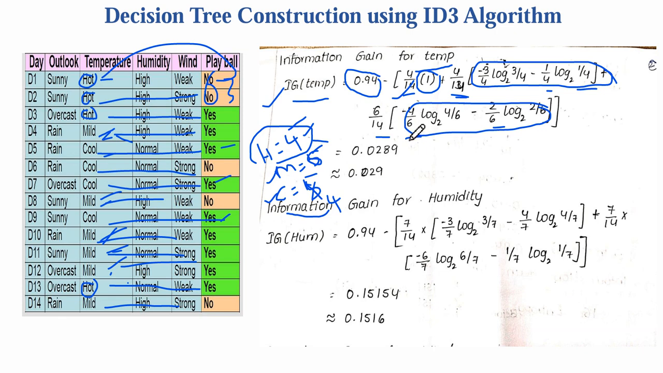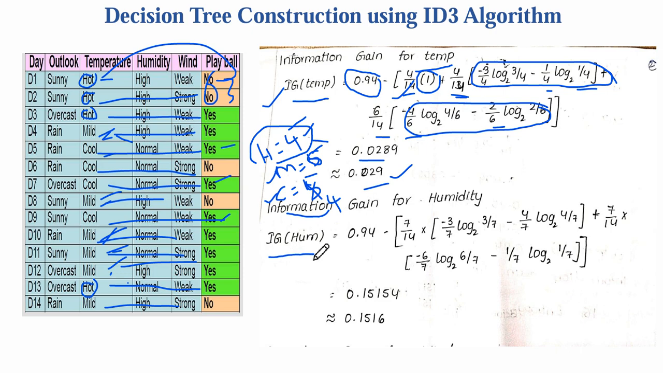So 6 by 14 into this, temperature equal to mild. If you simplify this one, we get the value 0.0289, which is similar to 0.029. So this is the gain of temperature. Hope you understood. Likewise, we are finding the information gain for humidity.